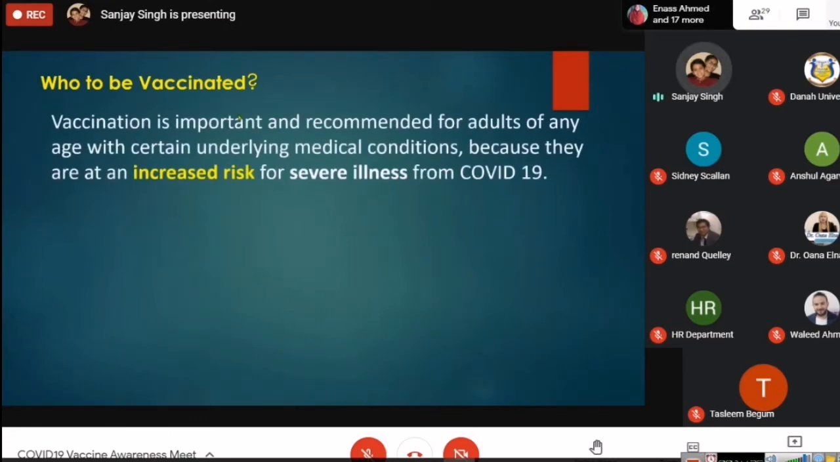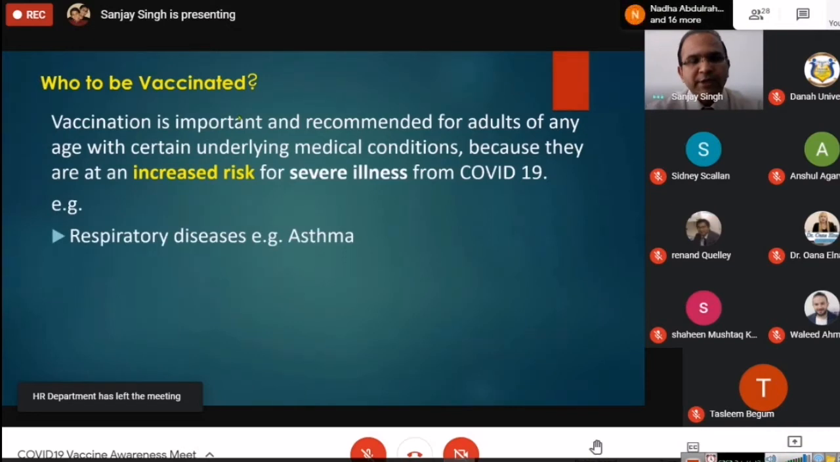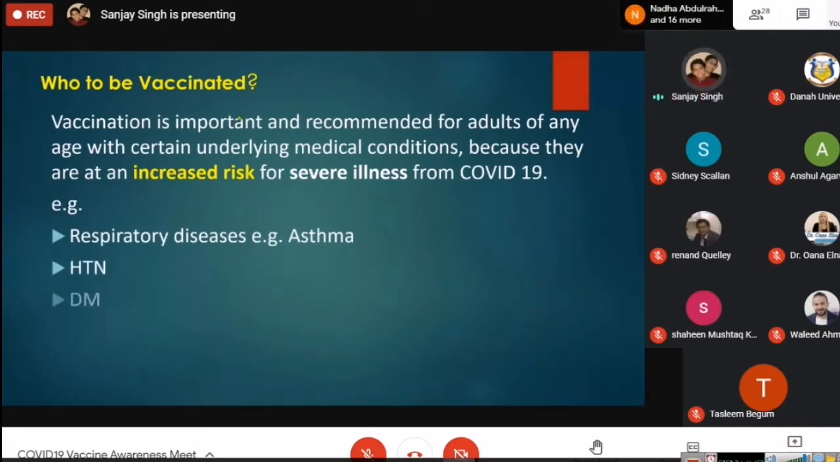Vaccination is important and recommended for adults of any age with certain underlying medical conditions. These are because they are at increased risk of severe illness from COVID-19. And what are these groups? Examples are respiratory illnesses, asthma, hypertension, diabetes, and obesity, and also smokers. There's a long list. Smokers, current or former, are at increased risk.